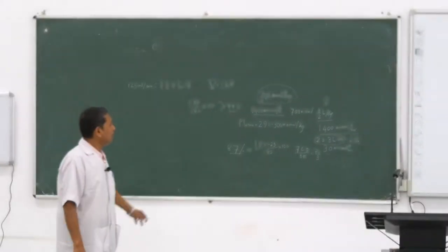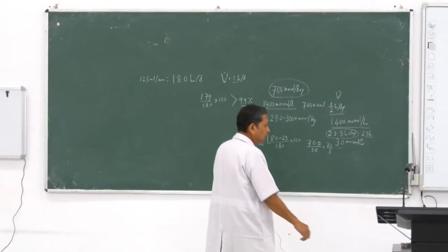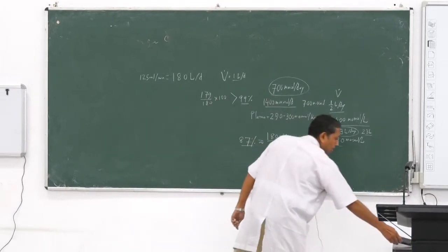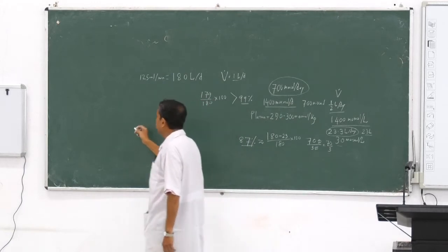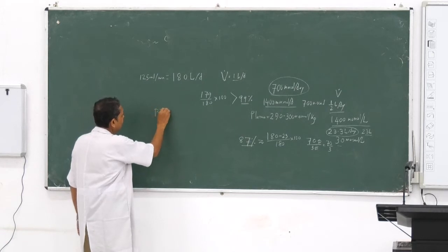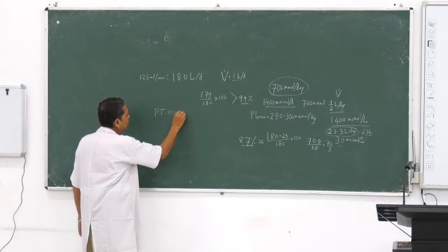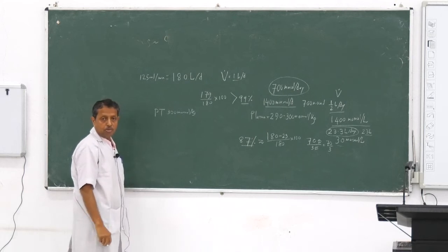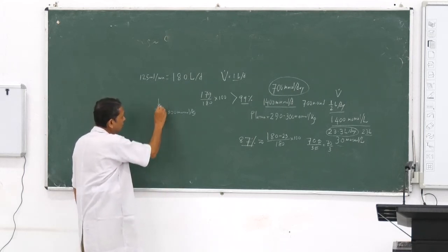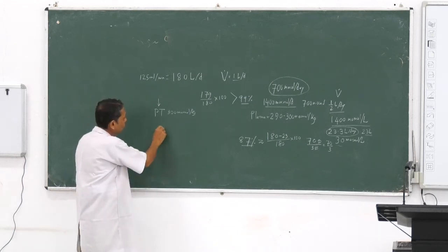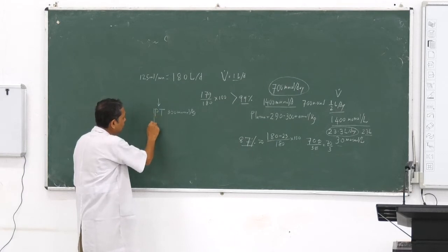Now this fluid that is coming into the proximal tubule is isoosmotic, 300 milliosmol per kg. It is coming from the Bowman's capsule, a continuation, filtered. And when fluid goes through the proximal tubule, what occurs?